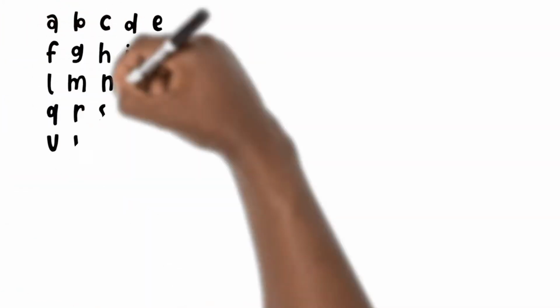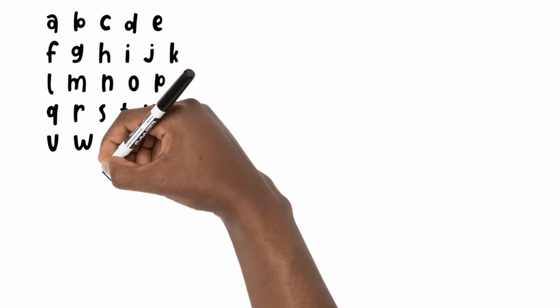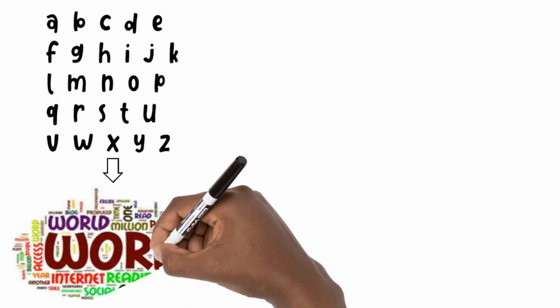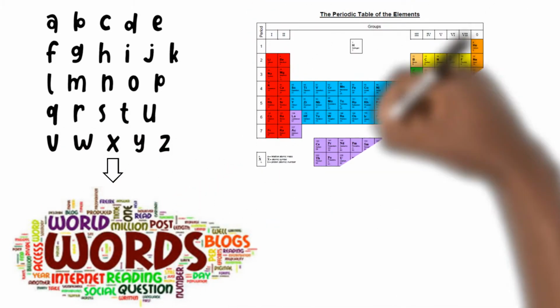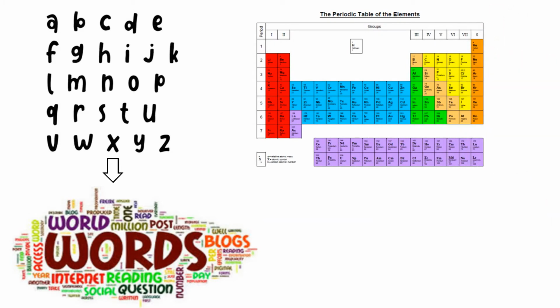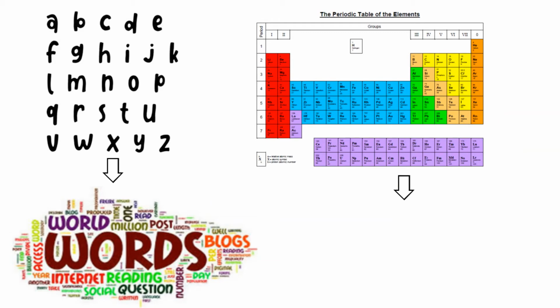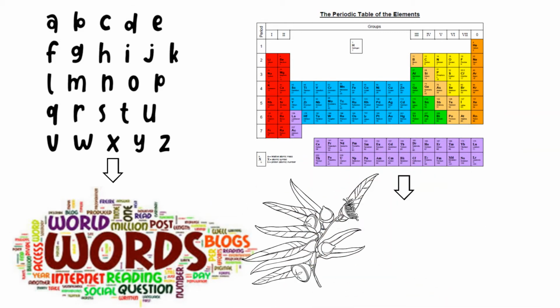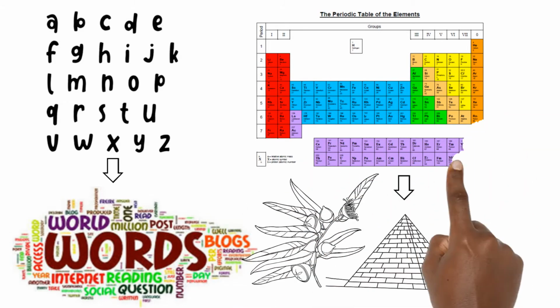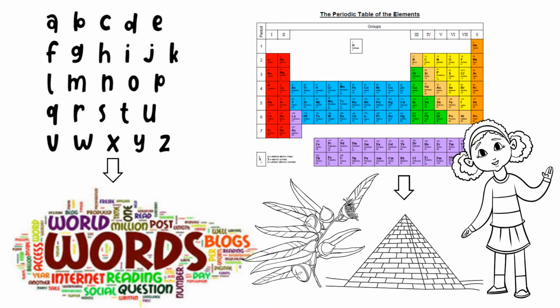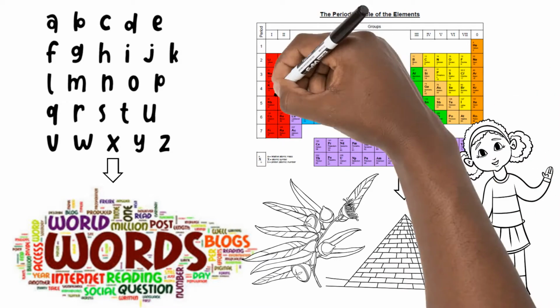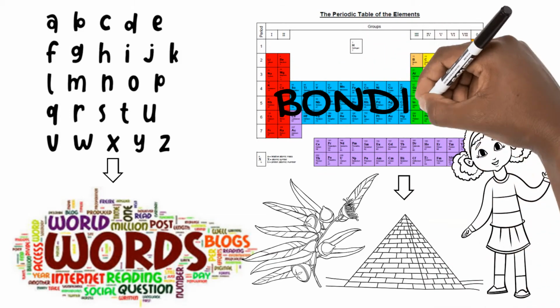So you see how there are only 26 different letters, but when these letters are put together in different forms, they can form over 1 billion words. In the same way, there are over 100 different elements on the periodic table, but when you put them together in different ways, they make up everything from the plants to this pyramid here to even us humans. And this can happen because these atoms are held together by what's called bonding.